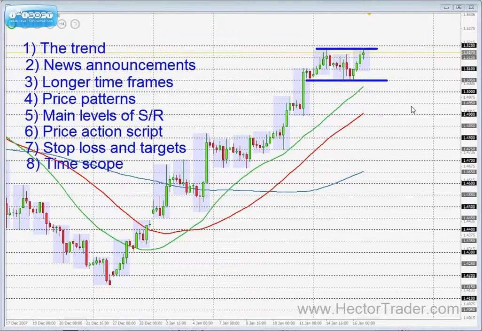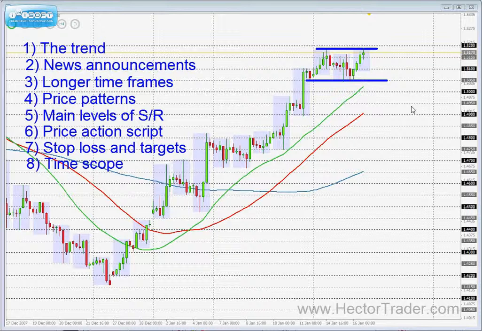How long do I expect or do I want to have this trade open? Is it an intraday trade, meaning a trade based on, I don't know, the 30-minute time frame, the 1-hour time frame? Perhaps am I scalping off the 15-minute or the 5-minute chart? Or perhaps am I taking a long-term entry off the daily, weekly, even monthly charts?